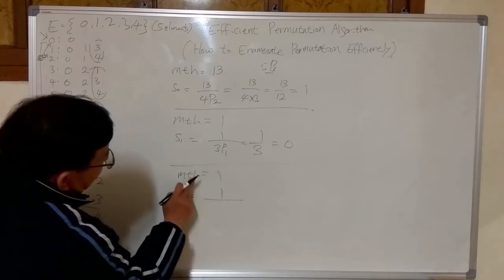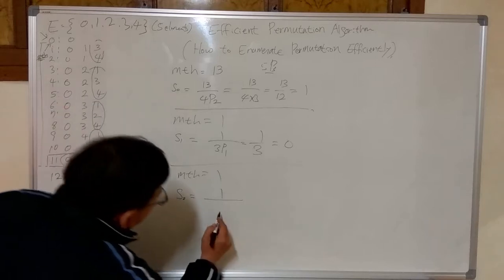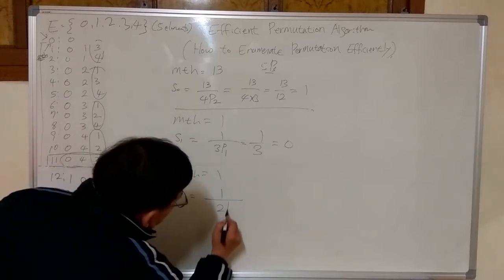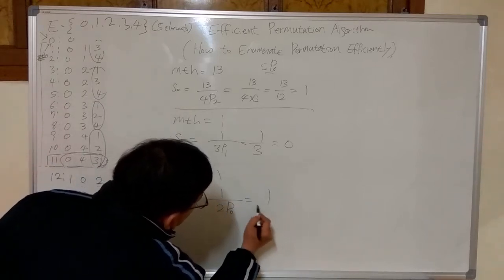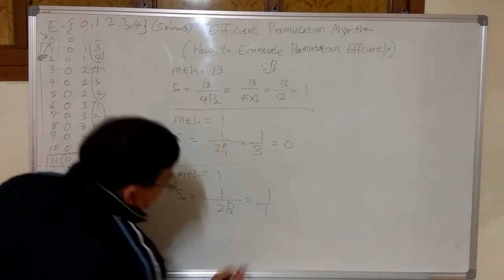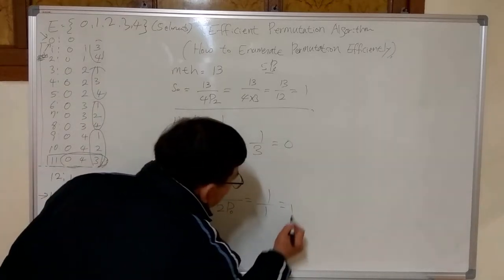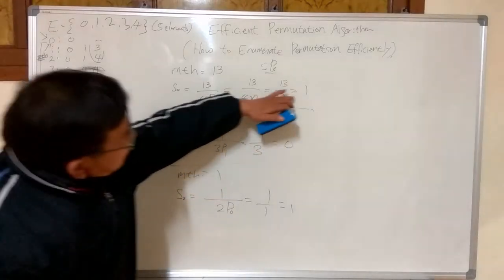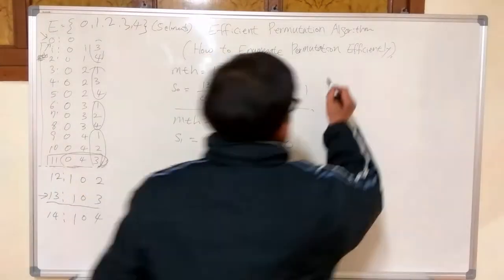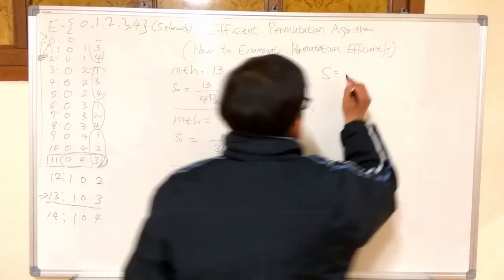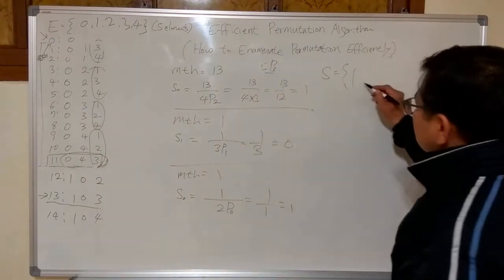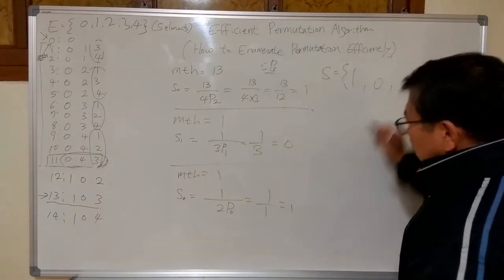This value here, MTH, we put 2, P0, 1. 2P0 is 1, so it is 1. If we collect these values, we make a set like this: 1, 0, 1.